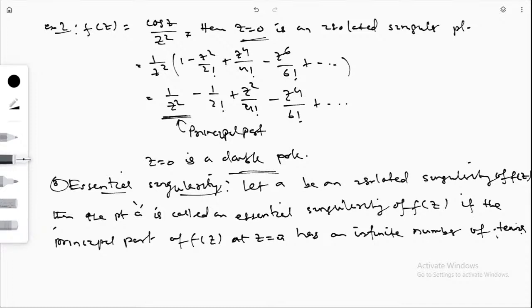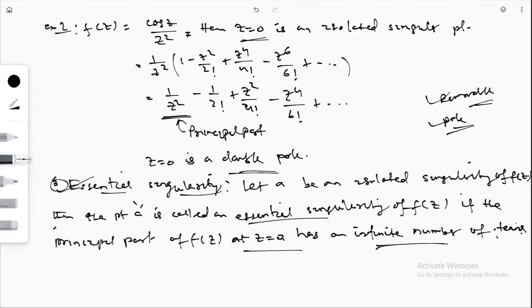So if the principal part of f of z at z equal to a has an infinite number of terms, it is an essential singularity. If it has a finite number of terms, it is a pole, and if the principal part has no term, then the singularity is a removable singularity. Okay, by seeing the principal part of f of z, we are partitioning this. If the principal part has no term, it is a removable singularity. If it has a finite number of terms, then it is a pole, and if it has an infinite number of terms, then it is an essential singularity.